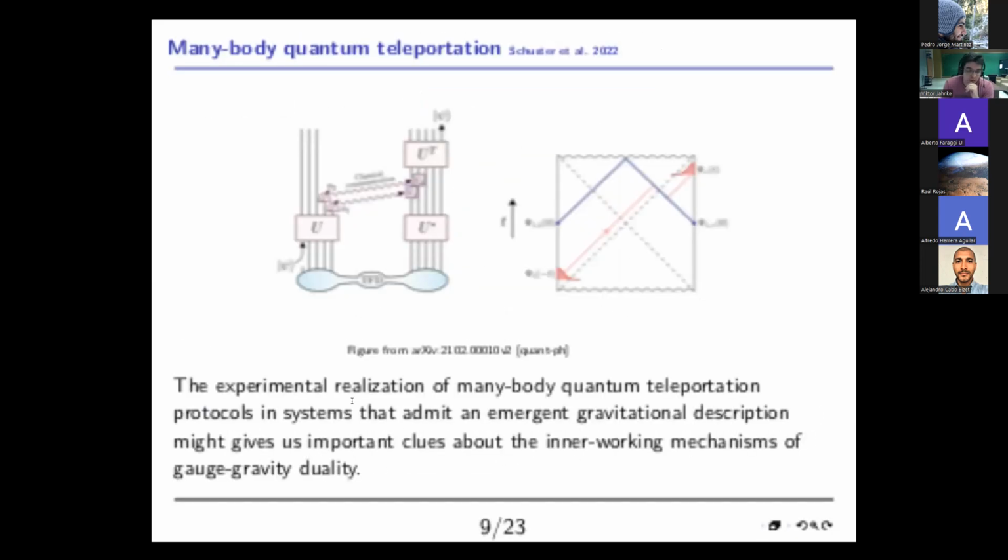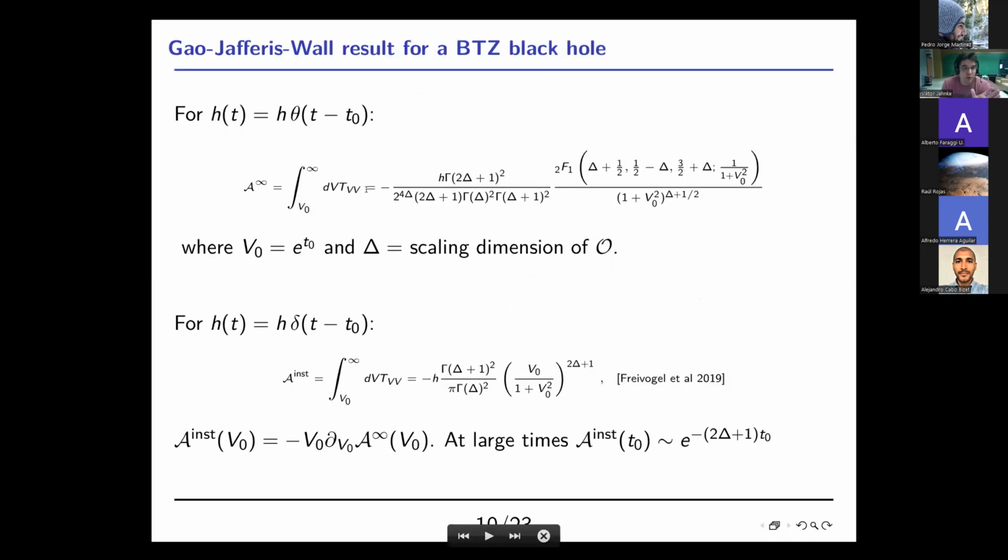Gao, Jafferis, and Wall basically showed that this average null energy, they were able to come up with an analytic formula for the result. And the result basically depends on the scaling dimension of the operators you're using to open the wormhole, and on this quantity V0, which is given here, and it's basically related to the time at which you insert the double trace deformation. So just for later comparison, I'm mentioning in this slide that for the delta function perturbation, this average null energy has this exponential behavior.